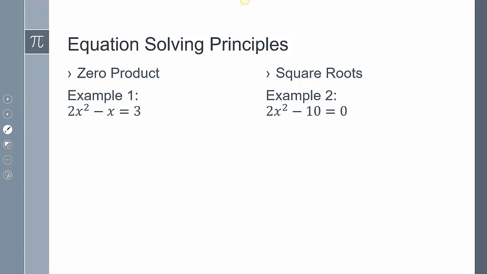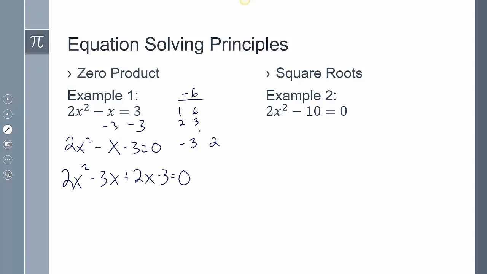So in this first example, we'll look at that zero product. If I take this 2x squared minus x equals 3, and subtract 3 on both sides, I'm going to get 2x squared minus x minus 3 equals 0. Then the factor by grouping method: 2 times negative 3 gives me negative 6. Now I list all the factors, and I find that negative 3 and positive 2 are the values that give me this middle number, negative 1. So I break up this negative x into negative 3x and 2x.